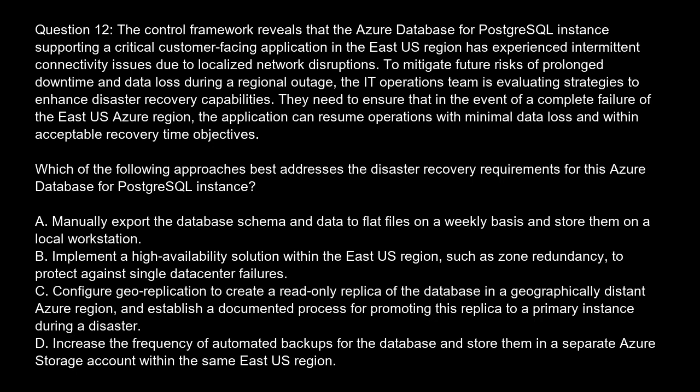The control framework reveals that the Azure Database for PostgreSQL instance supporting a critical customer-facing application in the East U.S. region has experienced intermittent connectivity issues due to localized network disruptions. To mitigate future risks of prolonged downtime and data loss during a regional outage, the IT operations team is evaluating strategies to enhance disaster recovery capabilities.